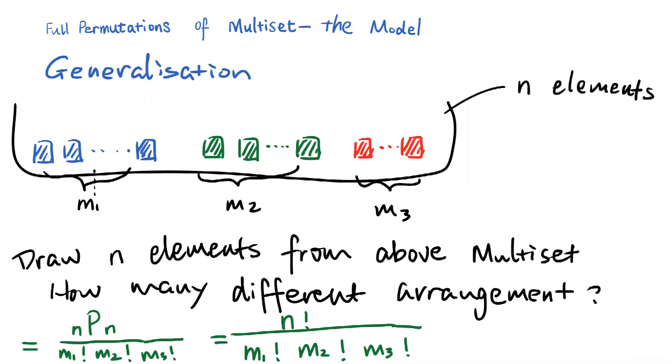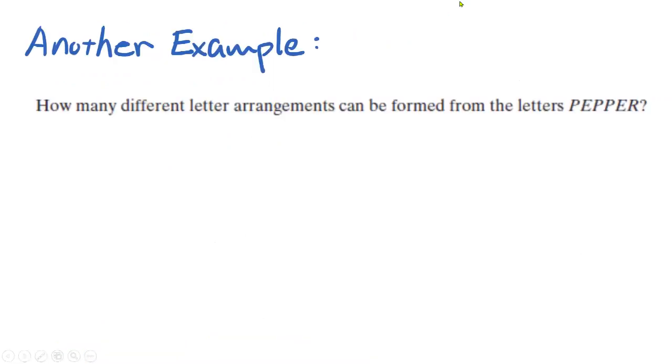Okay, any questions? No? Okay, let's see an example. How many different letter arrangements can be formed from the letters P, E, P, P, E, R? Apparently in this word, all the P's are identical, right? And there are two identical letter E and one letter R. So how many different letter arrangements can be formed from these letters?